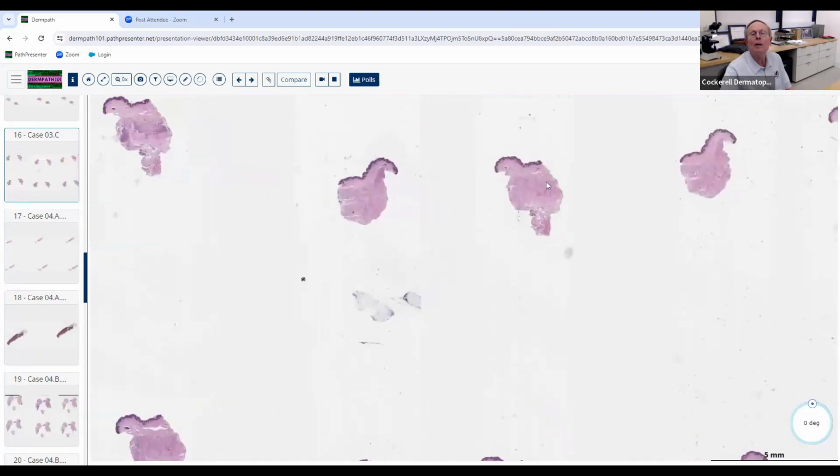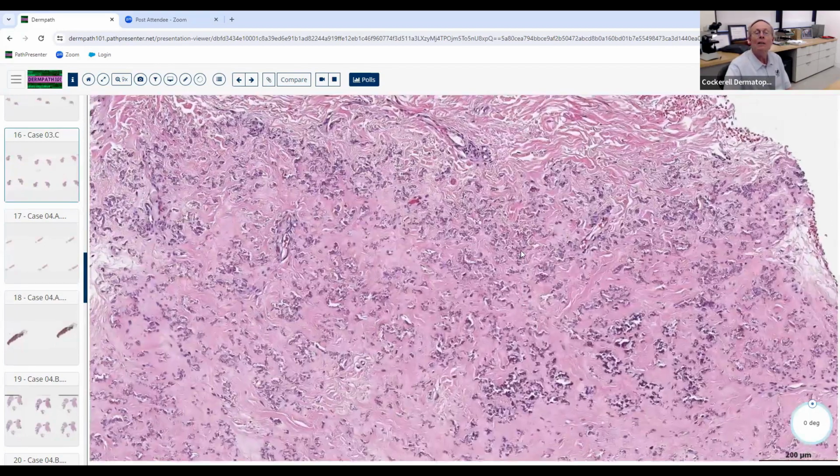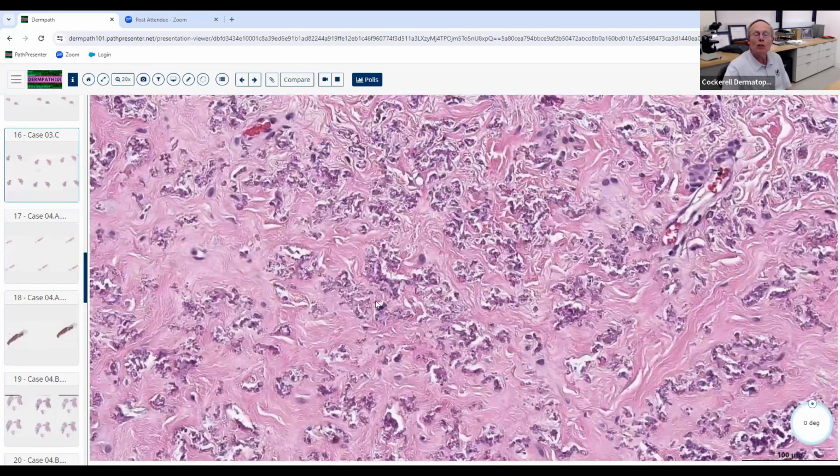Okay, this one's better here. You can see low magnification. This is the one you want to see. Okay, this is the classic pattern. This is what you want to see here. It looks like steel wool. You guys know what steel wool is?